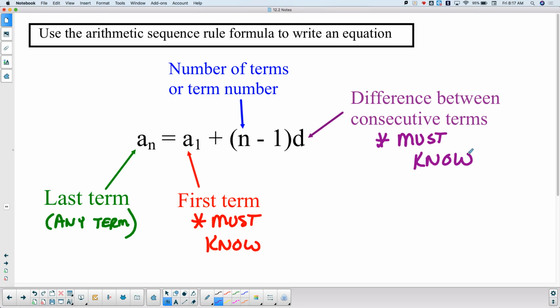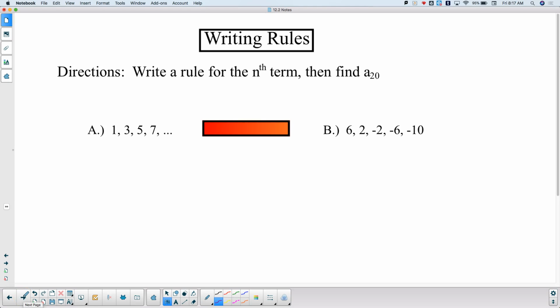Let's put it to work. Here we go. Okay? So first off, get rid of that because there's our rule again. Okay? Directions. Write a rule for the nth term and then find the 20th term.